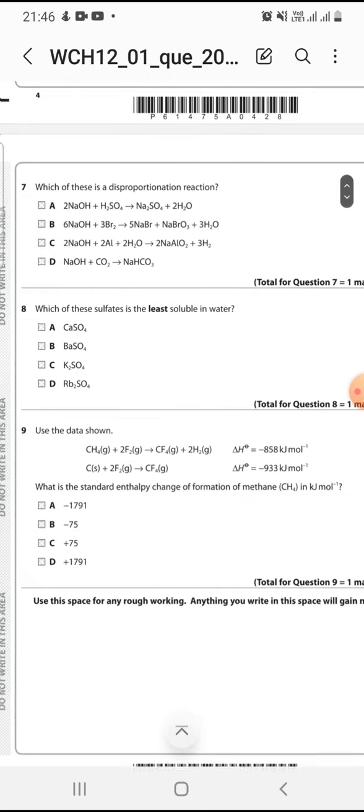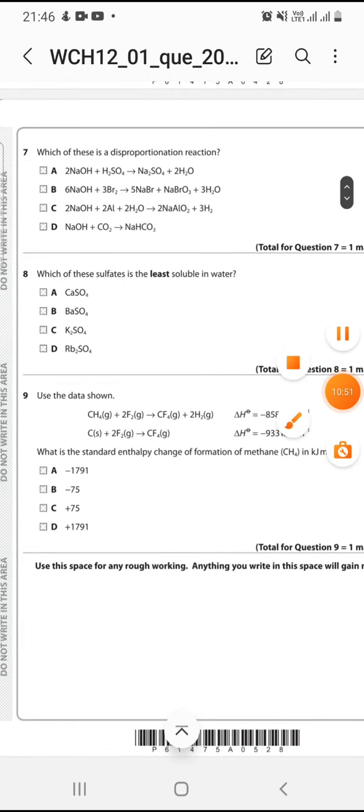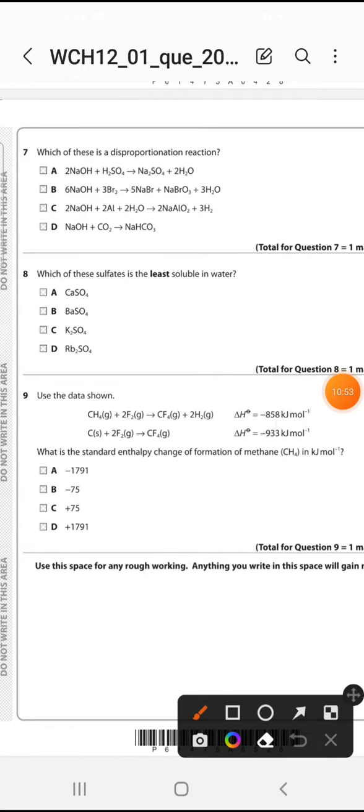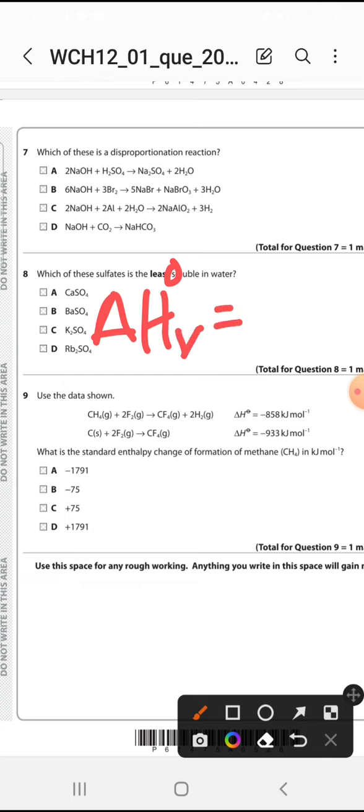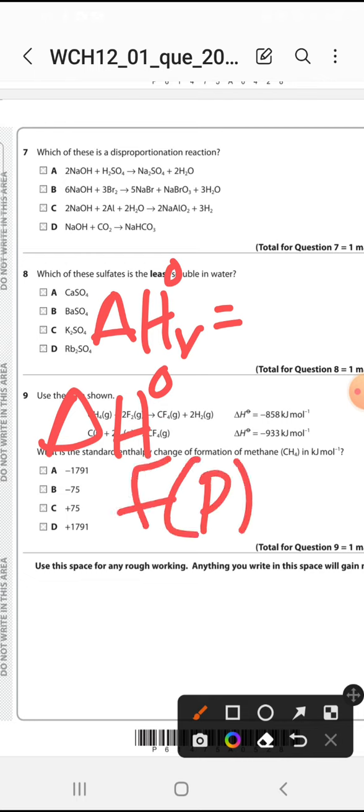When you go to question number 9, this is a very famous question. You need to remember when you're doing MCQs in the energetics lesson, always remember this equation. Delta H of reaction, the reaction enthalpy change, when formation is given, you can apply this equation: formation of products minus delta H formation of reactants.